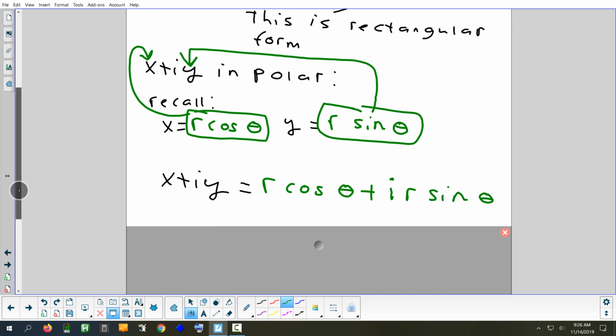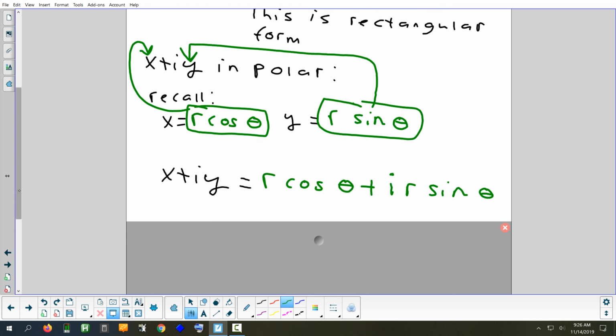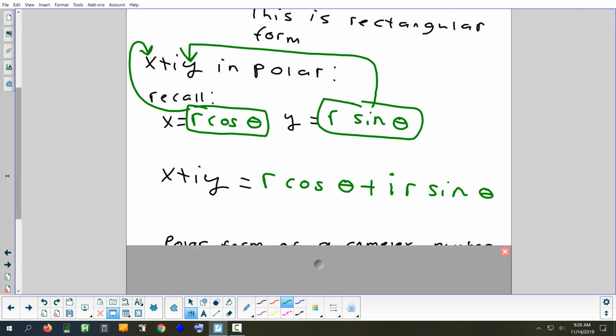Now, if you look at what I just wrote in green, in front of each trig function, they both have what letter in common? R. Whenever we have the same thing in common, in math, we usually don't like to write it more than we need to. If you have the same thing in common, you can factor it out like this.